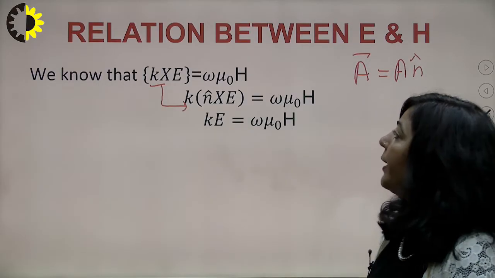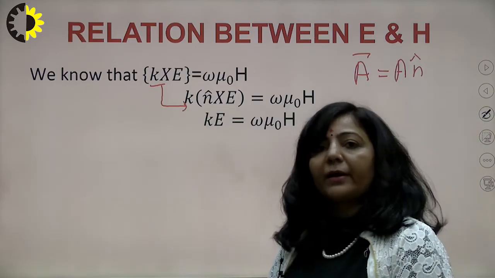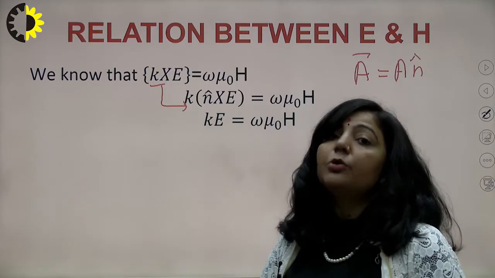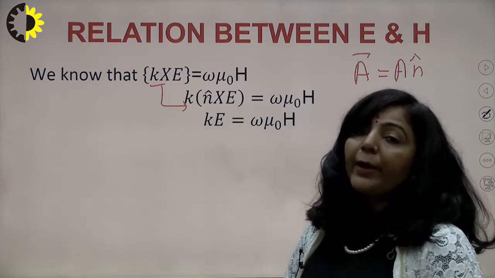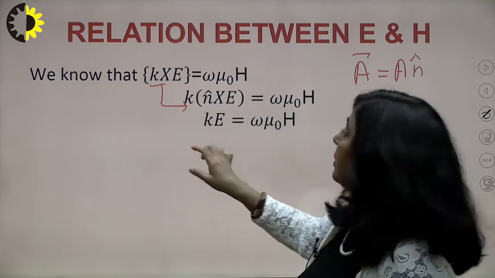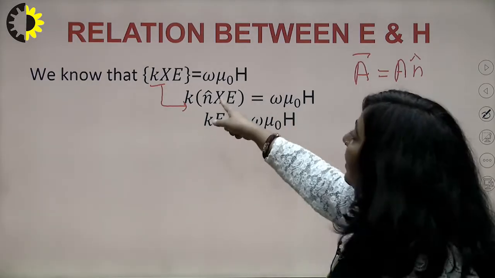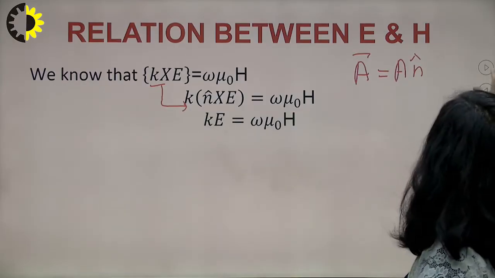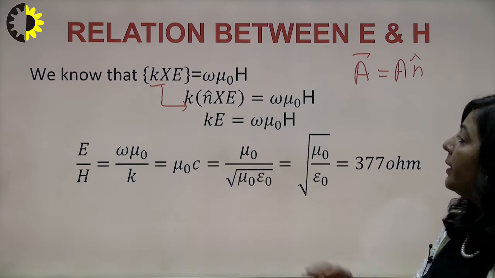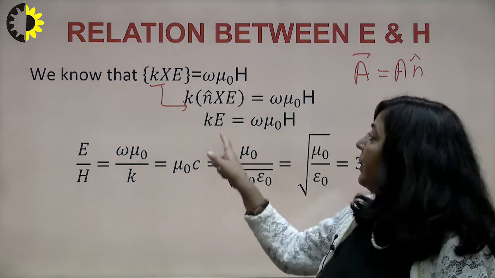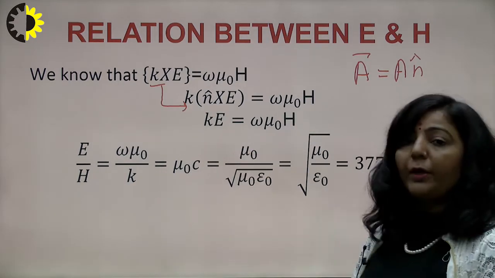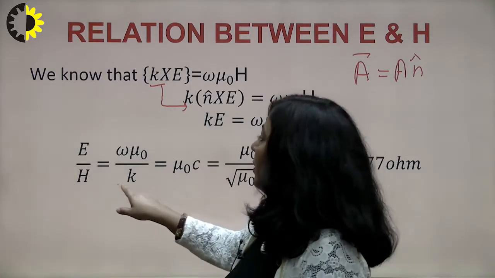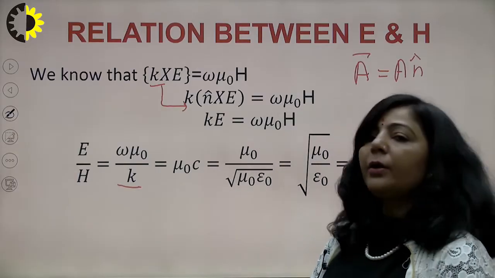Now you also know that the angle between the propagation vector and the electric field is 90 degrees because they are perpendicular to each other. So if you want to write the magnitude of this, you can write k E is equal to omega mu naught H. From this equation, you are getting E by H. So this ratio of E and H is equal to omega mu naught upon k. So up to here, E by H is omega mu naught upon k.